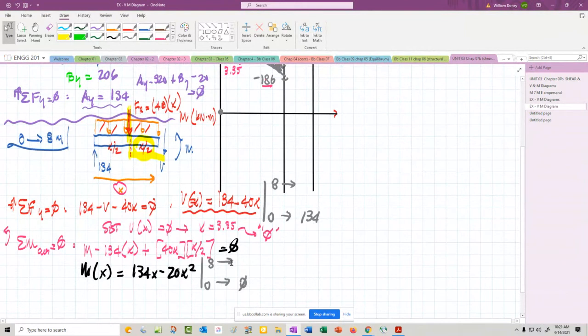At 8, if we evaluate that at 8, so that's 134 times 8 minus 20 times 64, that gives minus 208. And that's a parabola. We would have to find some others. We can find the maximum or where it crosses. We can set the moment equal to 0.